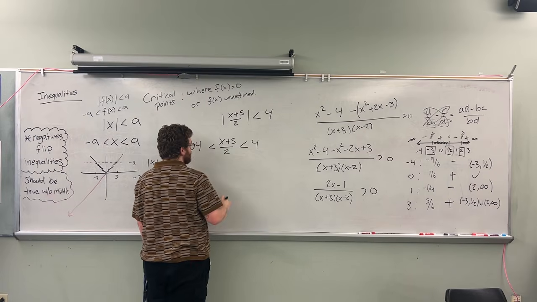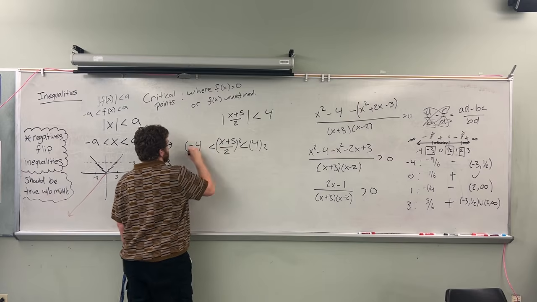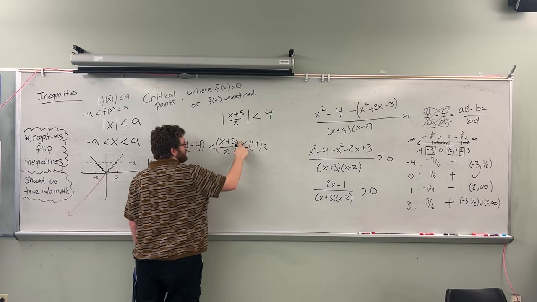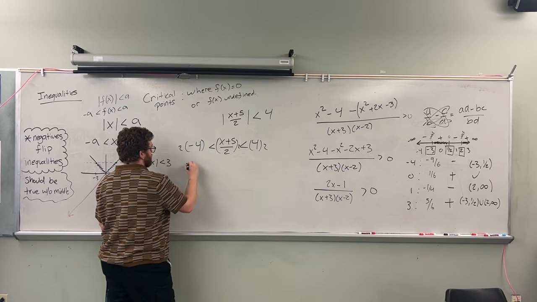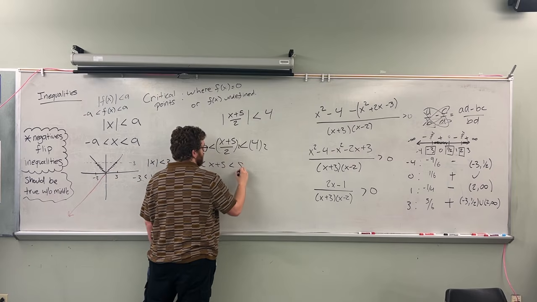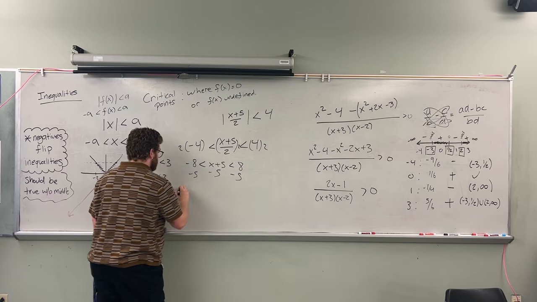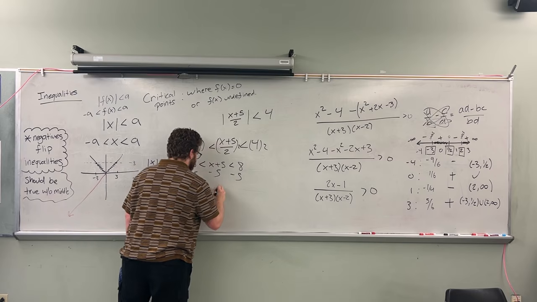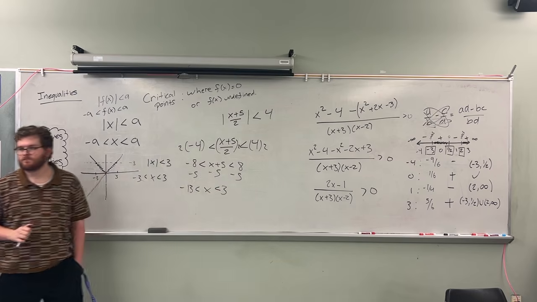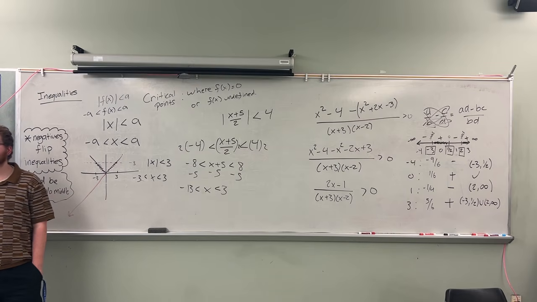Multiply everything by 2. That's not a square, that's a times 2. I'll put it there. I get negative 8 less than x plus 5 less than 8. And then subtract off the 5s. Negative 13 less than x less than 3. So that's how you deal with an absolute value within that.